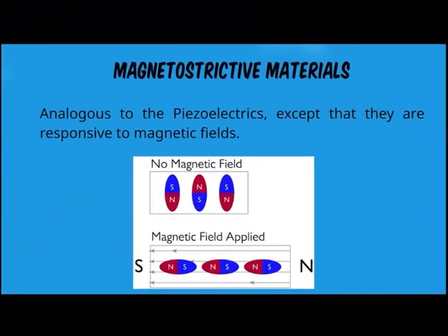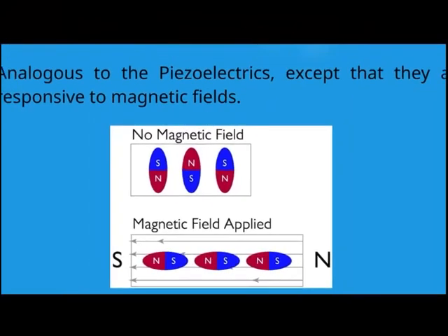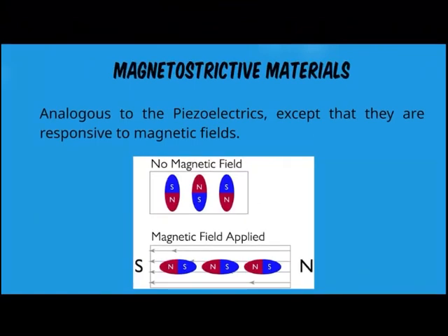And then magnetostrictive materials are similar to piezo, but they are responsive to magnetic fields. See these materials, when the magnetic field is applied, it has a stretching of the whole material there. Okay, see the difference.